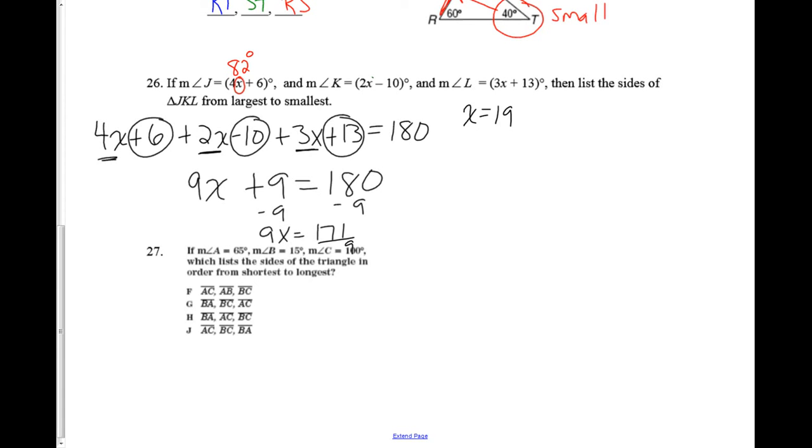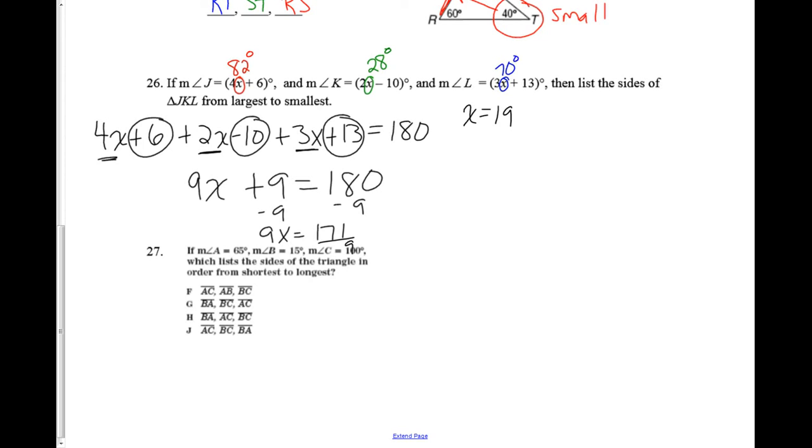I move on to K, and again, I know x is 19. So on my calculator, I'm going to do 2 times 19 minus 10. That gives me 28 degrees. Moving on to L, I replace x with 19. On my calculator, I do 3 times 19 plus 13. That gives me 70 degrees for L.